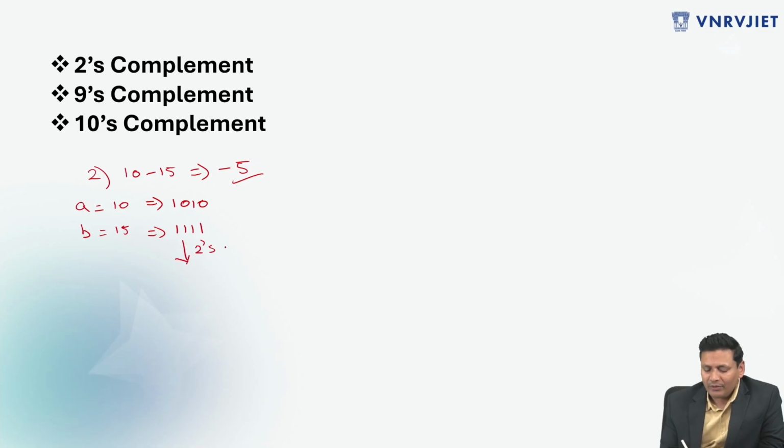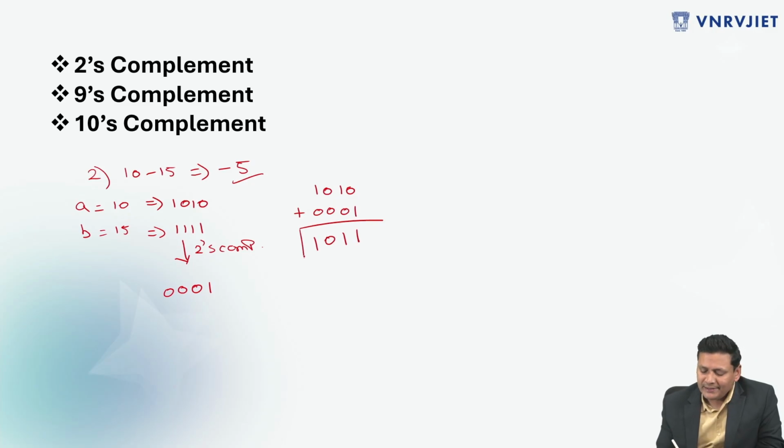First we have to take the 2's complement of B. So 2's complement of B will be 0 0 0 1. Now we have to add 2's complement of B to A. So what is A in my case? 1010 plus 0 0 0 1. So it will be 1 0 1 1. Is there any carry over here? There is no carry, right?